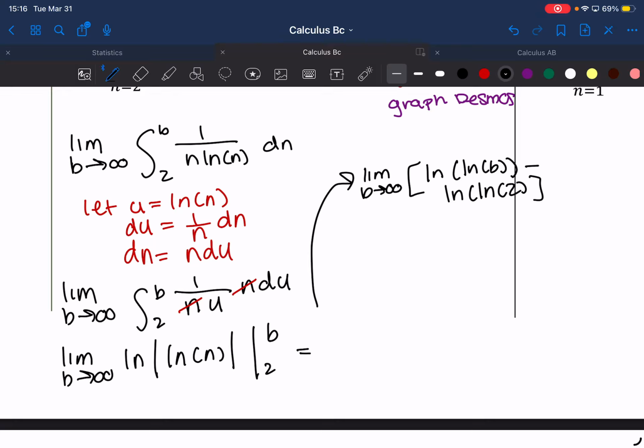And then now looking at this, I can see as b approaches infinity, this entire function here is also going to approach infinity. So really, I have infinity, so this is equal to infinity, plus some number, because the natural log of natural log of 2 is just a number. So plus a number, okay, which is insignificant. And I can just say that this is infinity. And since this whole limit is approaching infinity, is this going to converge or diverge? Diverge.